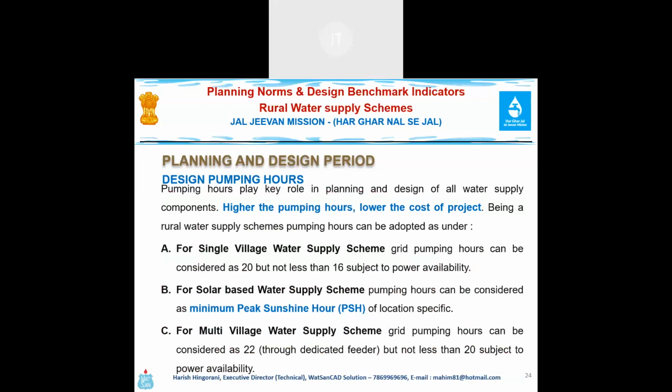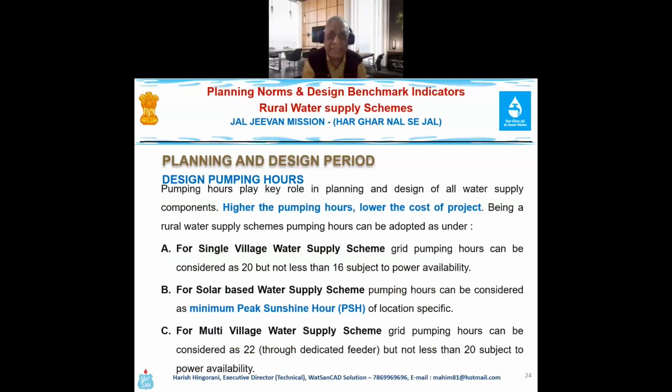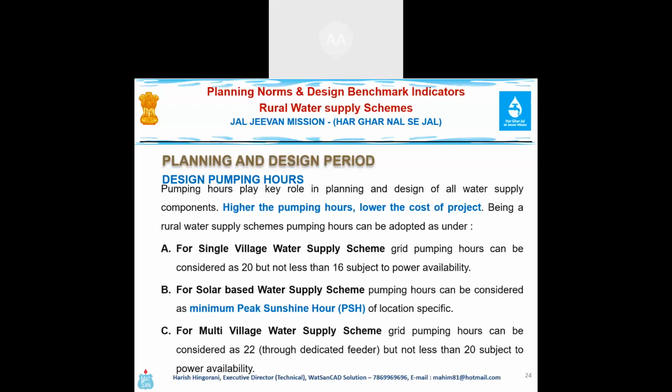Another thing: pumping hours play a key role in planning and design of all water supply schemes. The higher the pumping hours, the lower the project cost. Being a rural water supply scheme, pumping hours can be adapted. For a single grid, pumping hours can be considered 20, but in no case should be less than 16, subject to power availability in the grid. For a solar-based water pumping scheme, pumping hours can be considered as the minimum peak sunshine hours of the location. For a multi-village water supply scheme, 22 can be considered as per the CPHO manual. But in any case, considering maintenance, operation and backwash, it should not be less than 20, subject to power availability.